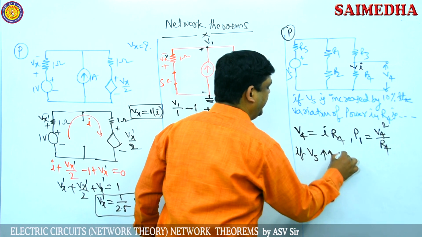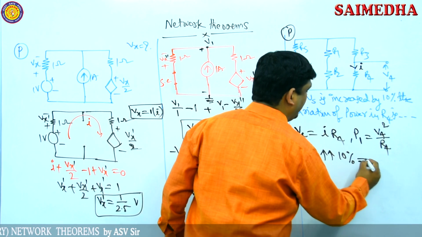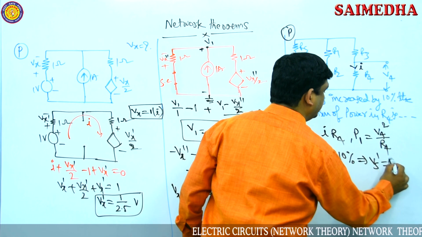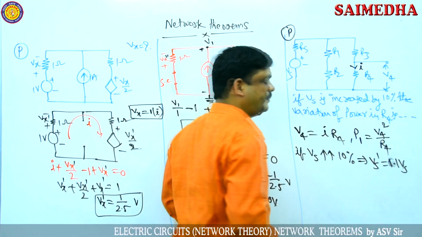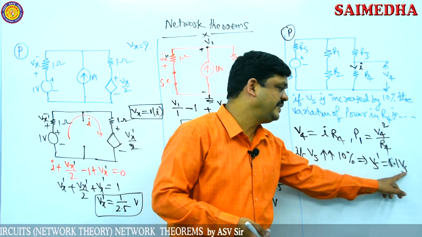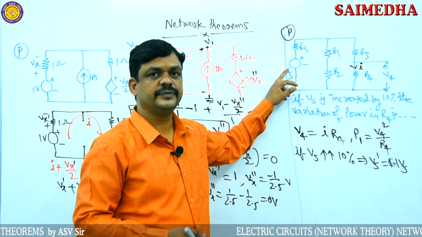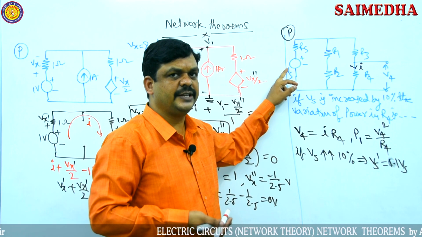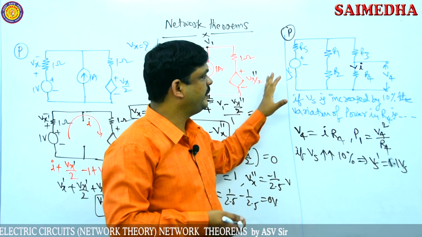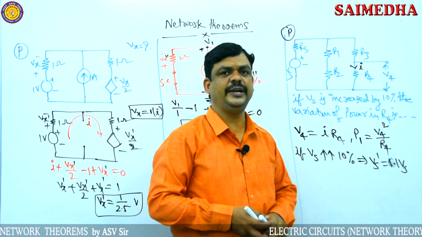Now Vs is increased by 10%. If Vs is increased by 10%, then the new value Vs dash is 1.1 Vs. A 10% increase means the Vs value is multiplied by 1.1. Suppose initially it is 4 volts. Now it is increased by 10%, and we have to find the power. For this analysis, a 10% increase means the actual value is multiplied by 1.1.